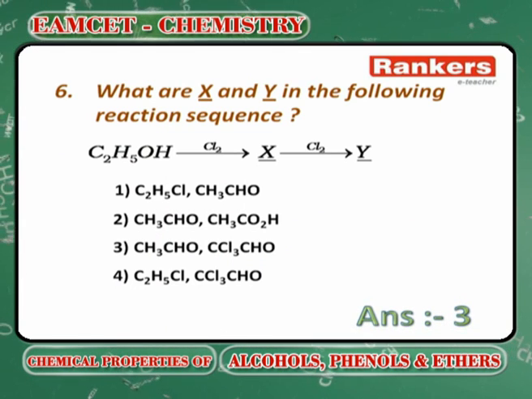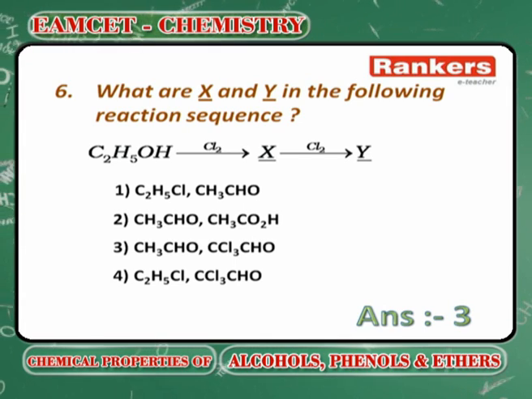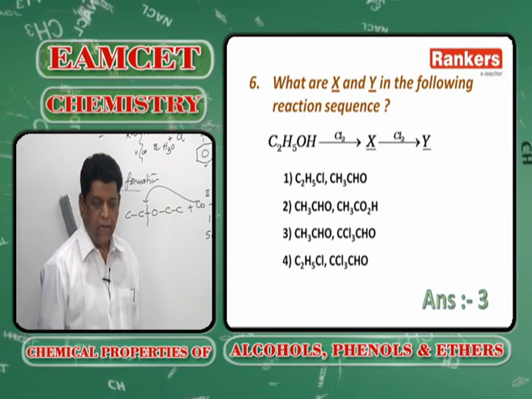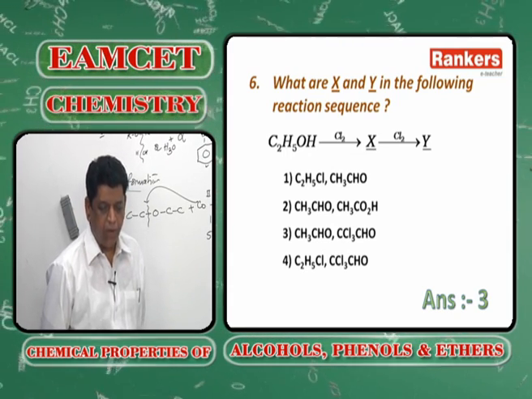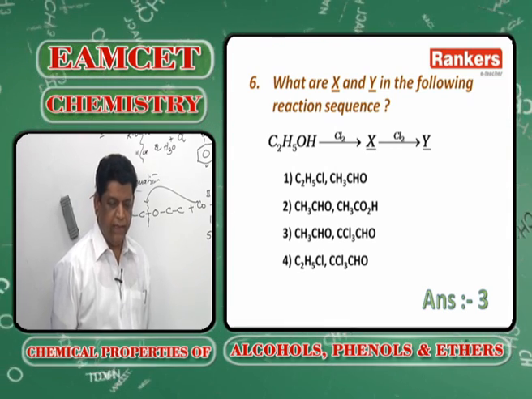What are X and Y in the following reaction sequence? Ethanol on oxidation, you will get acetaldehyde. Acetaldehyde when treated with chlorine, trichloroacetaldehyde is formed, that is chloral. So, the answer goes to acetaldehyde, trichloroacetaldehyde, that is answer 3. Next.